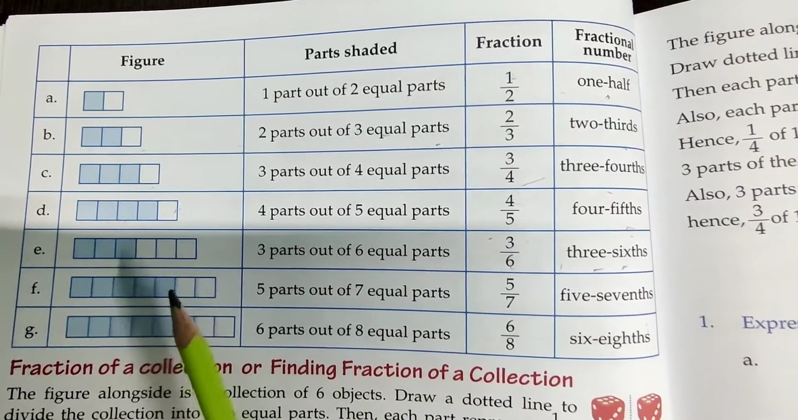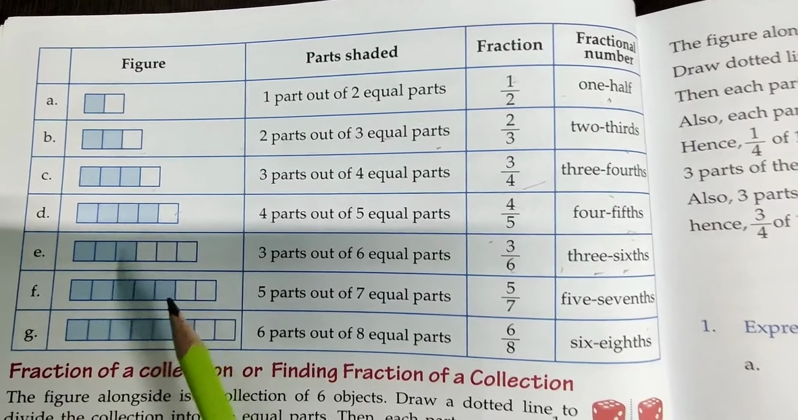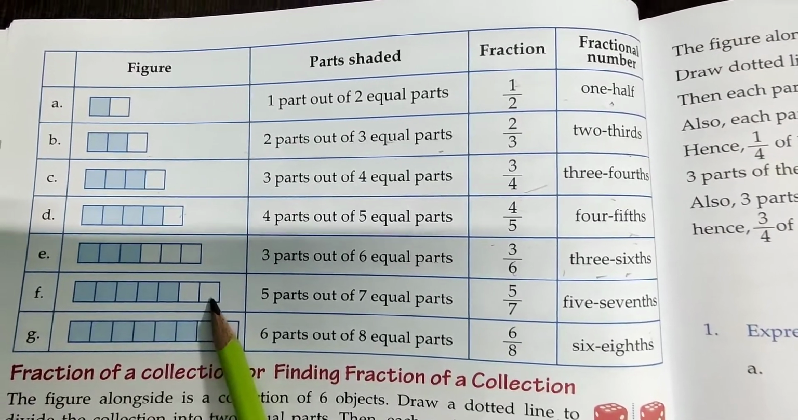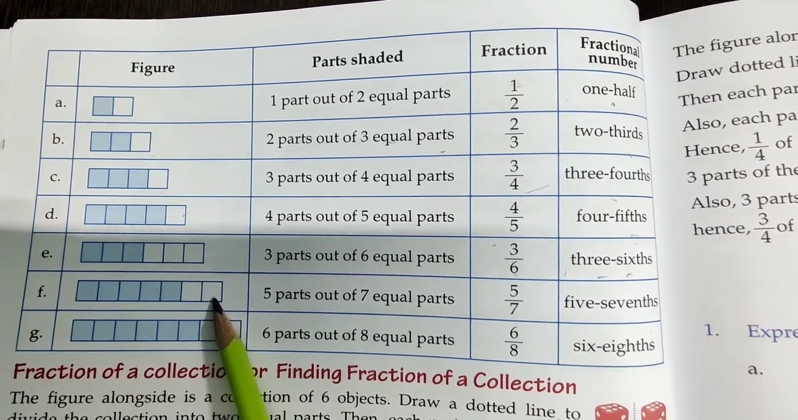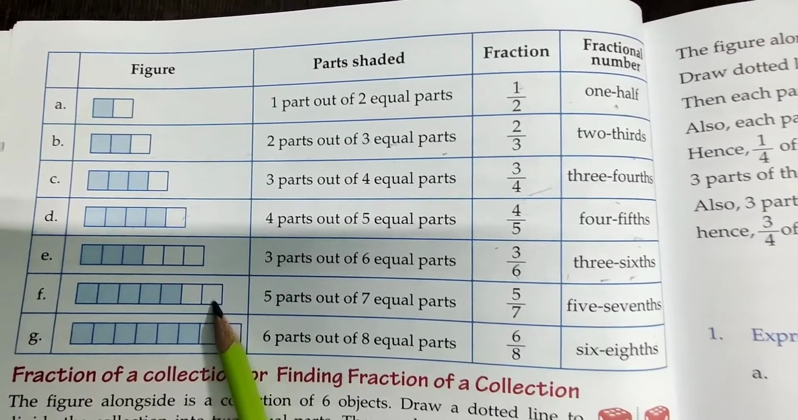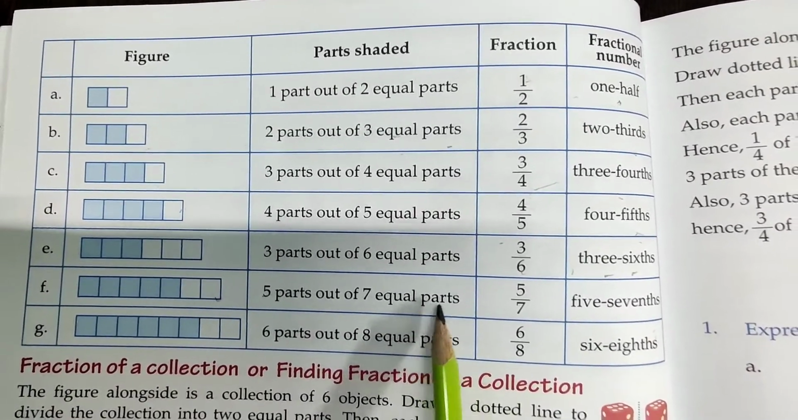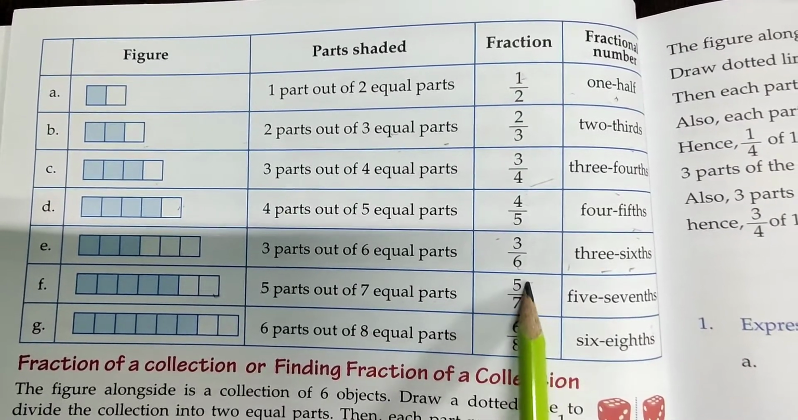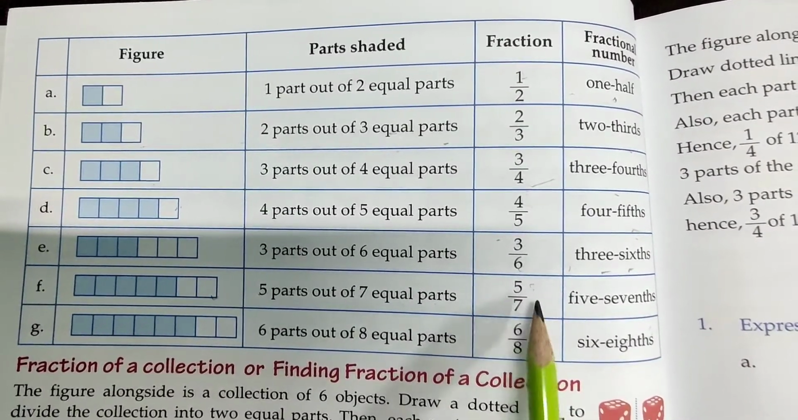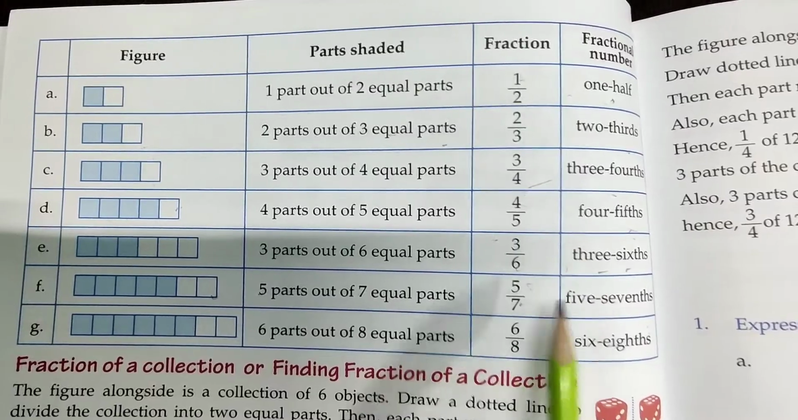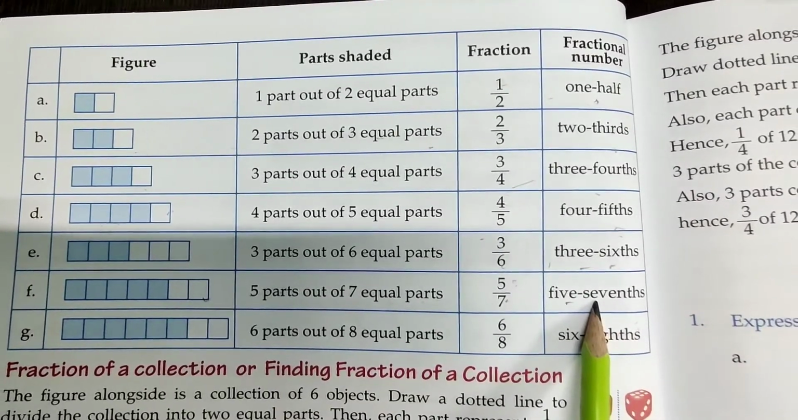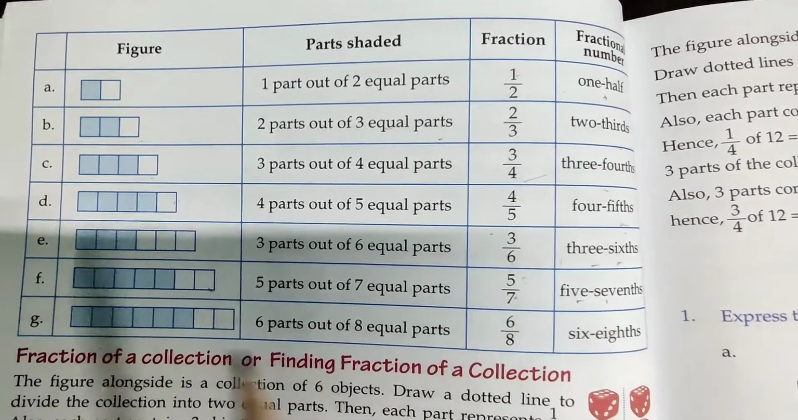In part F we have 7 equal boxes, 7 equal parts, and 5 are shaded. So 5 parts are shaded, 5 parts out of 7 equal parts. Then in fraction we write it as 5 upon 7. 5 sevenths is written in words.